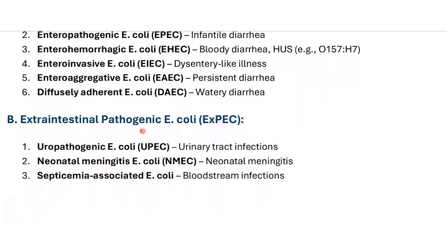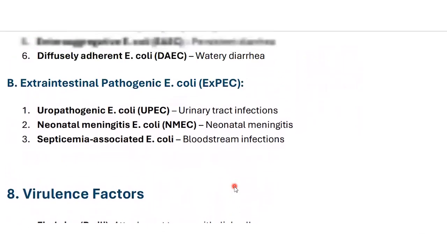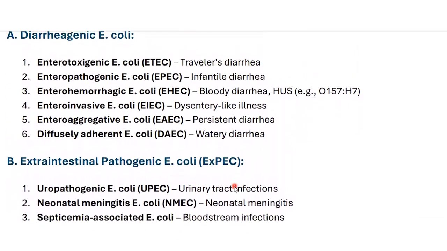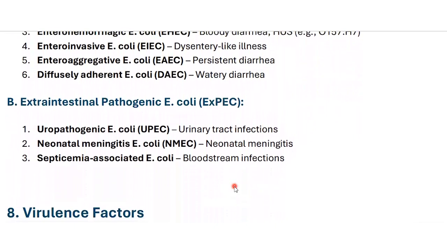Next is extraintestinal pathogenic E. coli. Uropathogenic E. coli causes urinary tract infection, neonatal meningitis E. coli causes neonatal meningitis, and septicemia-associated E. coli causes bloodstream infections. These are the important strains of the bacteria that cause different diseases in our body.